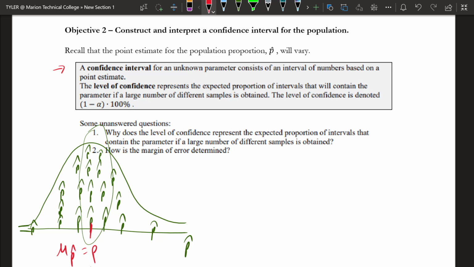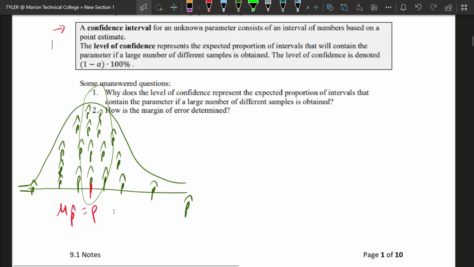So then something else that we need to talk about is what's called the level of confidence, right? So we can get different levels of confidence when we get confidence intervals. The level of confidence represents the expected proportion of intervals that will contain the parameter if a large number of different samples is obtained. The level of confidence is denoted by (1 - alpha) times 100%.